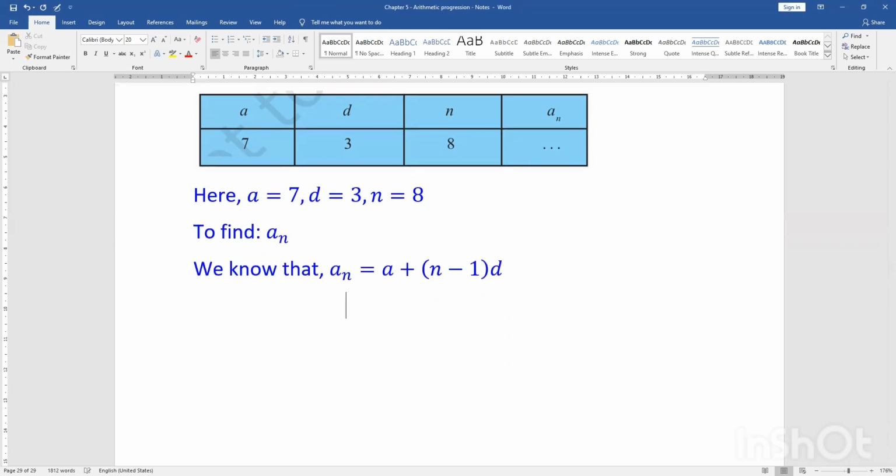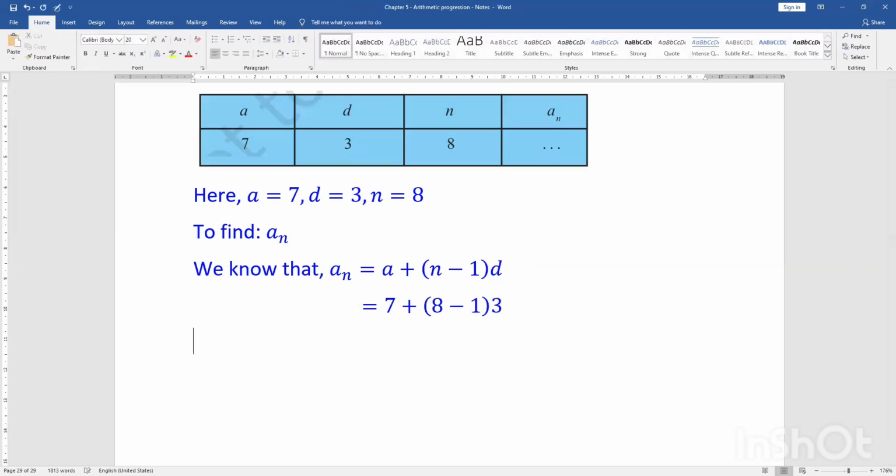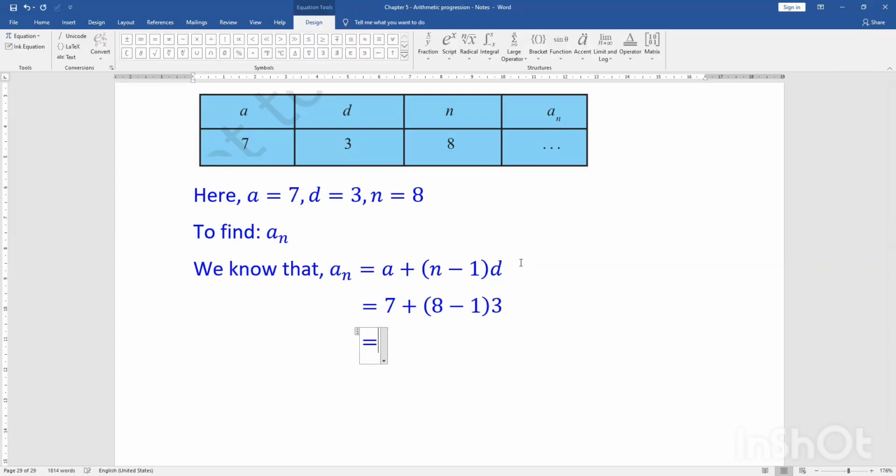Correct? So now let's substitute the values. For a, I'm going to write 7. And then plus, we have the bracket open. n value is 8, 8 minus 1 into d. d value is 3. So now we have 7 plus, what is 8 minus 1? It is 7. 7 into 3.